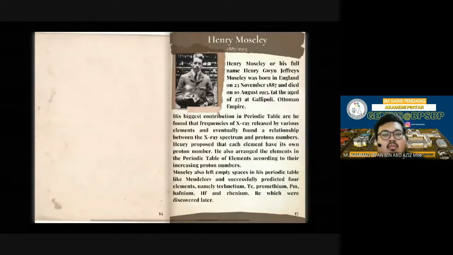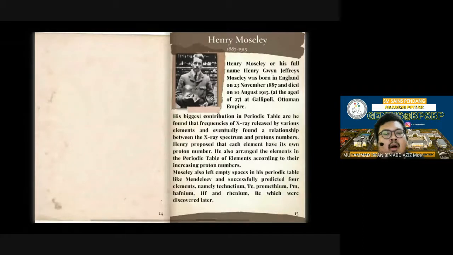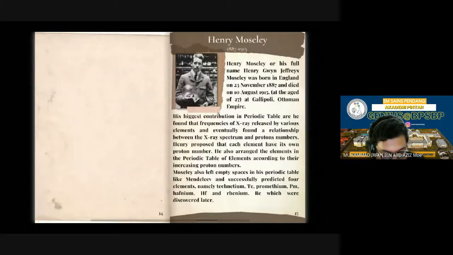Moseley also left empty spaces in his periodic table like Mendeleev and successfully predicted 4 elements, namely technetium Tc, promethium Pm, hafnium Hf, and rhenium Re, which were discovered later.